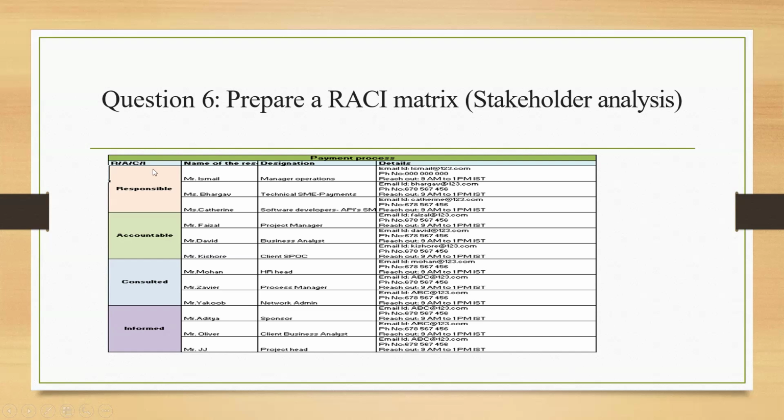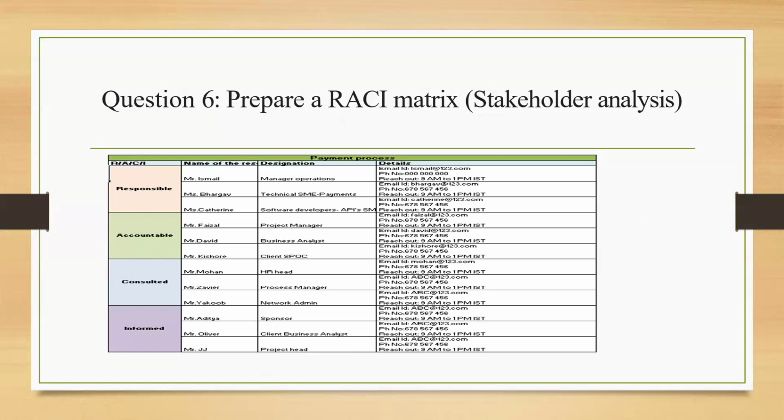So this is a template you have been provided regarding the RACI matrix, where we have categorized responsible, accountable, consulted, informed, the names of the resources, their designations and the details about them. So what do you mean by responsible? Responsible are the people who are the doers of the project. Okay. And accountable means you need to be answerable for it. Whether it's a success or a failure, the accountable person is someone you need to answer to.